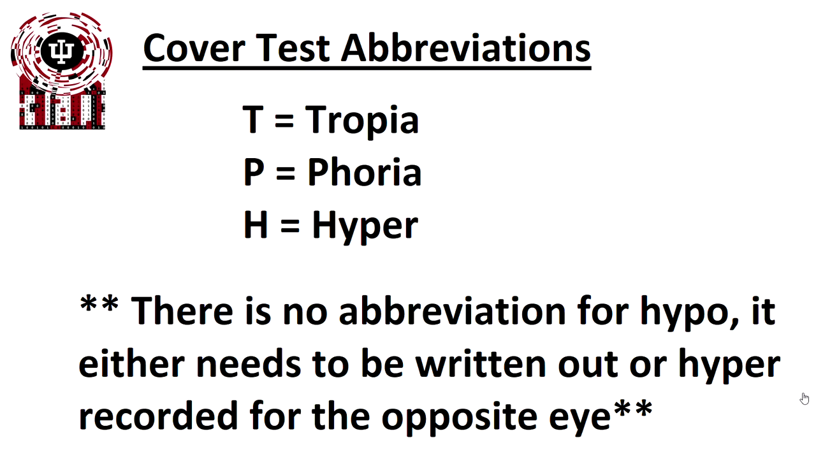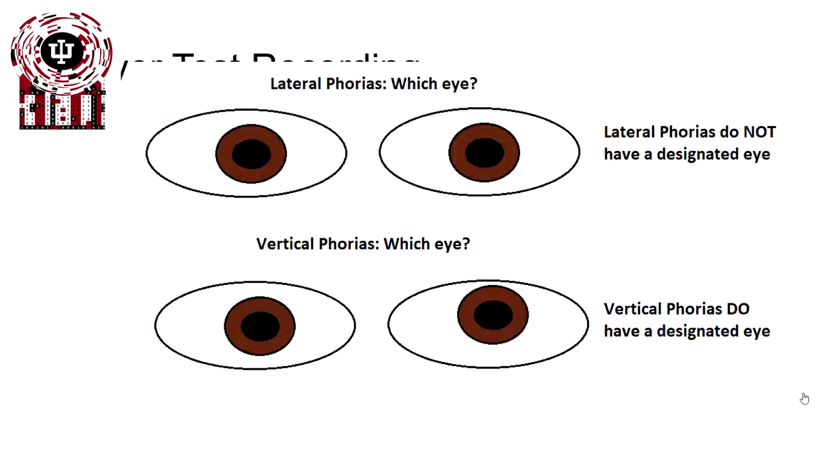There is typically no abbreviation for hypo. It either needs to be written out in long form, or typically the hyper is recorded for the opposite eye. And the reason for this is, quite simply, if you look at a lateral phoria, that is a horizontal phoria, the eyes can just move left and in. So if you cover your right eye, it moves in. And you cover your other eye, it moves in. So they move in the same direction but in, or out if it's an exo.